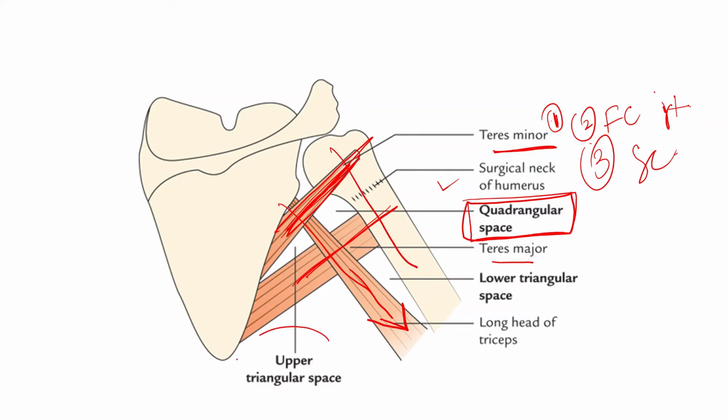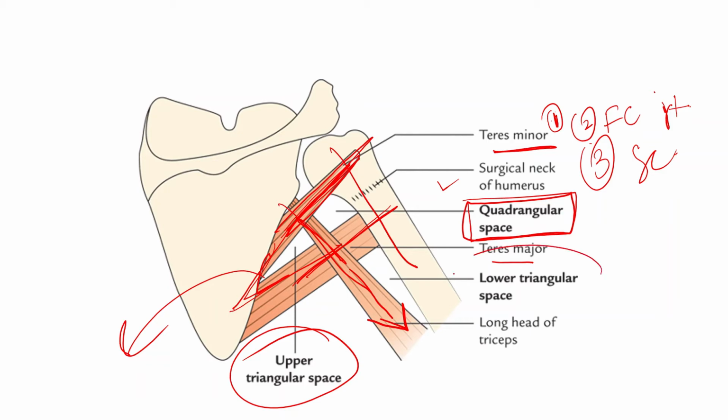Coming to the next, that is the upper triangular space. The upper triangular space is bounded above by the teres minor muscle, below by the teres major muscle. The base is formed by the long head of triceps and the apex is formed by the meeting of the major and the minor muscle.